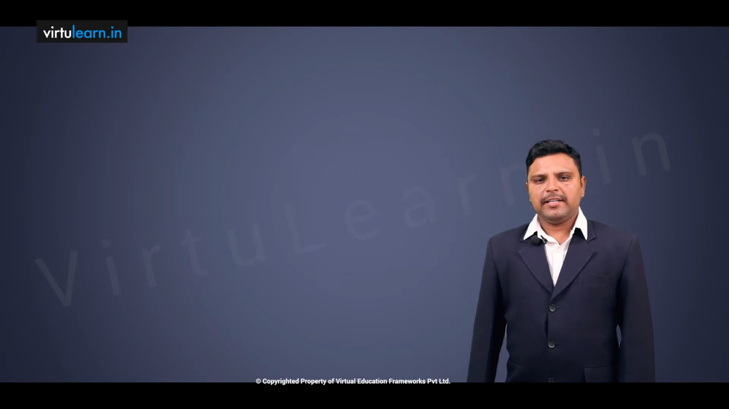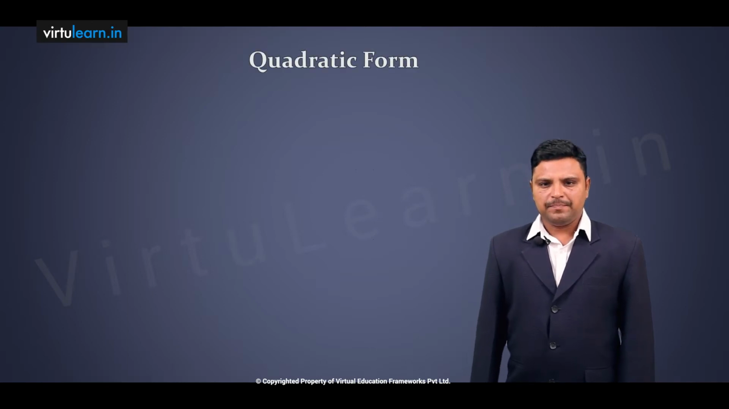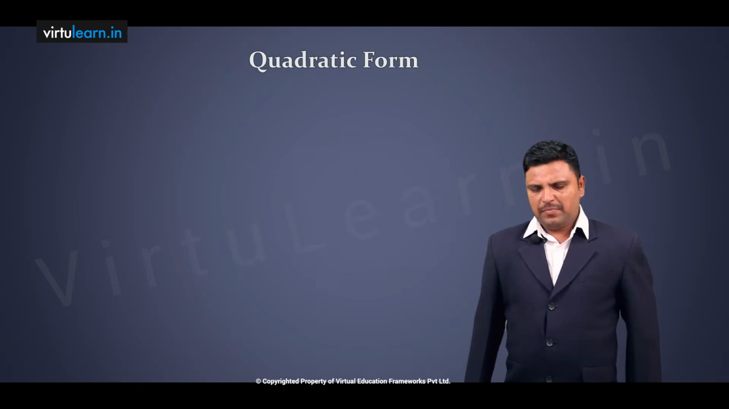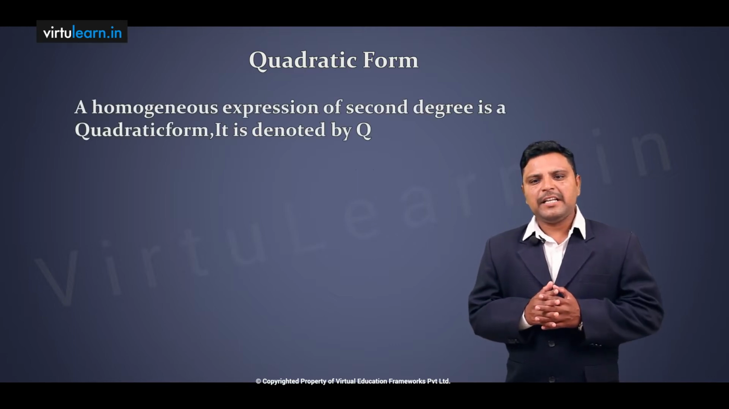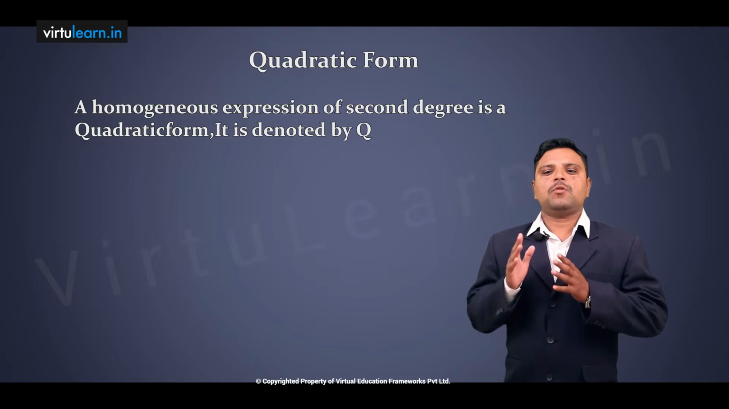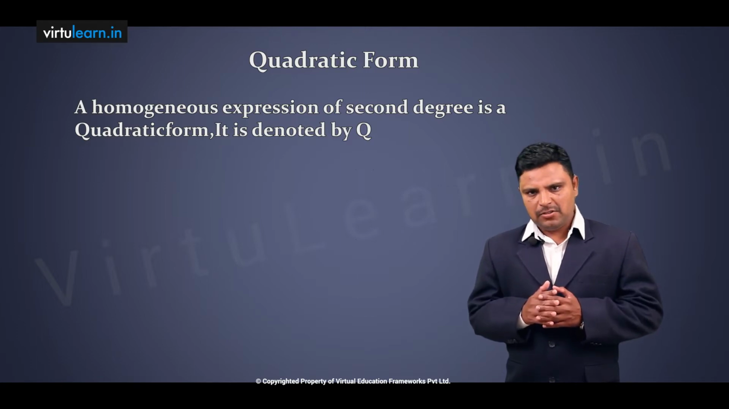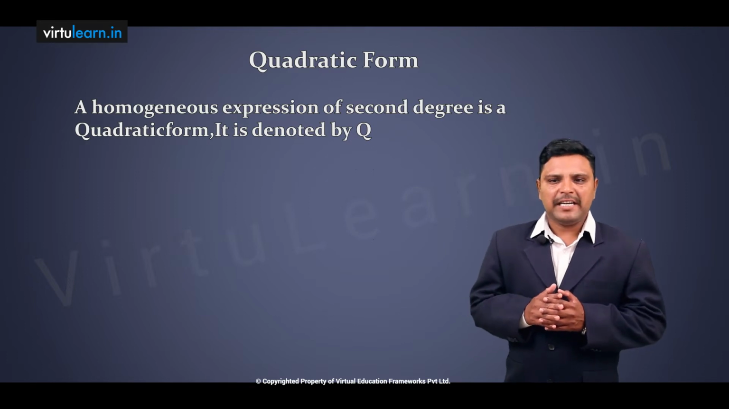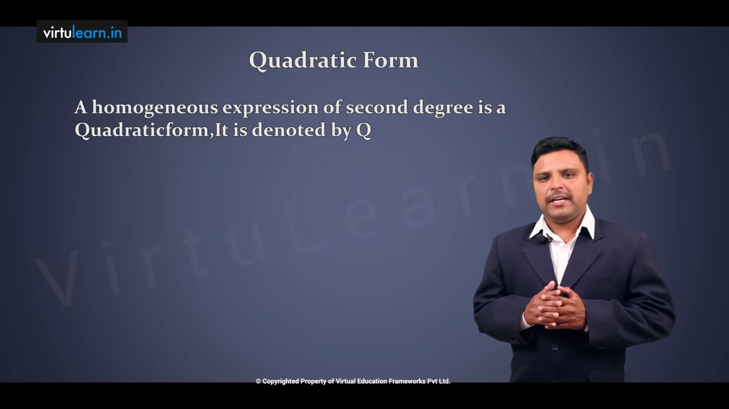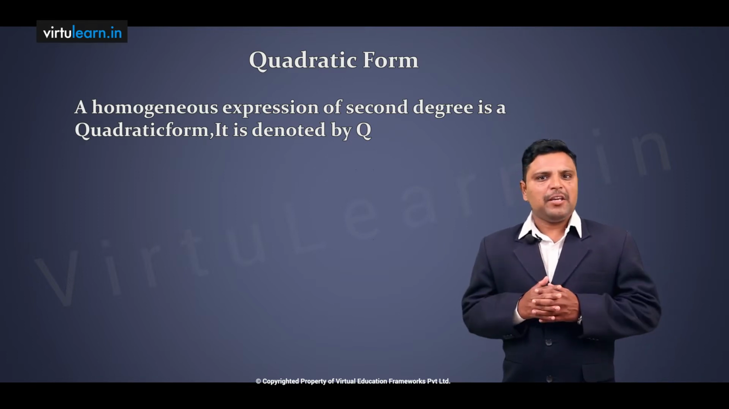Now, next topic is quadratic form. Definition of the quadratic form: a homogeneous expression of degree 2 is called quadratic form. Otherwise, a homogeneous expression of second degree is called a quadratic form. It is denoted by Q.